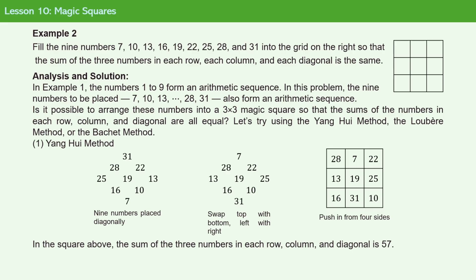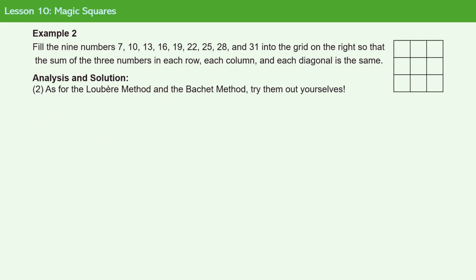Let's try using the Yang Hui method, the Lowbury method, or the Bachet method. Here we will present the Yang Hui method as follows. 9 numbers placed diagonally. Swap top with bottom, left with right. Push in from 4 sides. In the square above, the sum of the 3 numbers in each row, column, and diagonal is 57. As for the Lowbury method and the Bachet method, try them out yourselves.